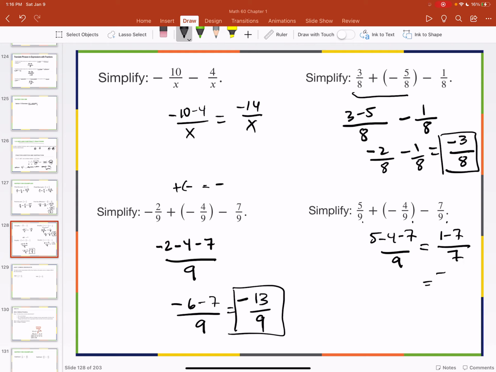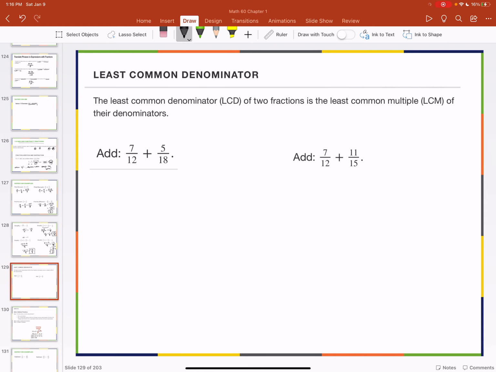And that's going to be negative 6. Sorry, this is over 9. Negative 6 over 9. And we could reduce that by a common factor of 3. And that becomes negative 2/3. Okay. Not too bad, right? Not too painful. Okay, so let's talk about LCD for a minute.